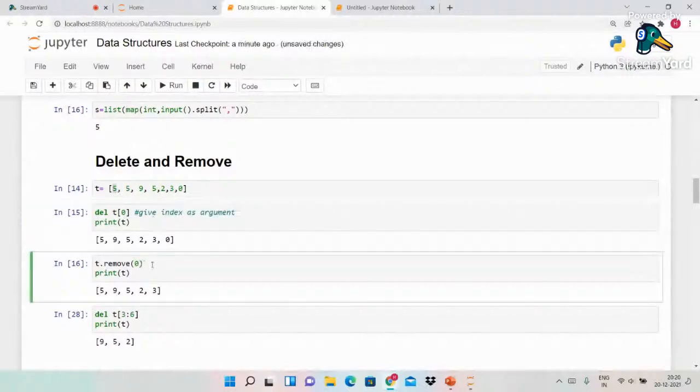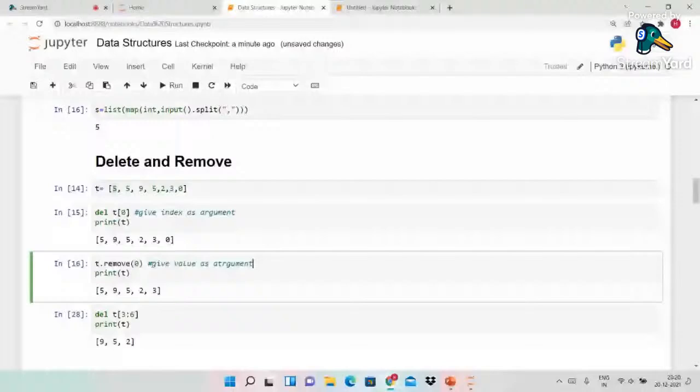Now, when you're using remove, you give the value as the argument. Is that understood?